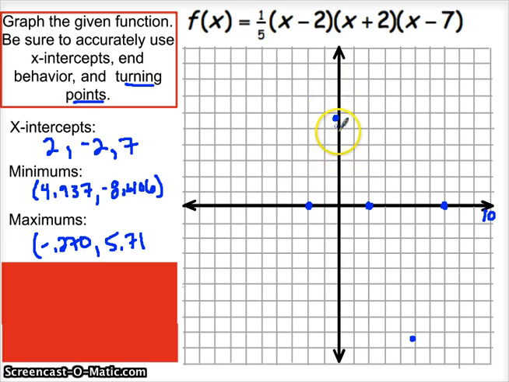Don't just assume that it's on the axis because it was close to it. We want to be fairly accurate. We're trying to make a nice accurate graph, not a sketch. Now, those points alone are pretty good, and they would provide us a fairly good graph.